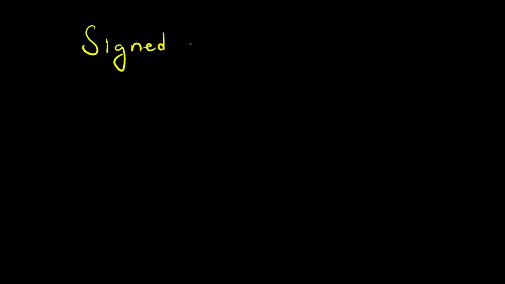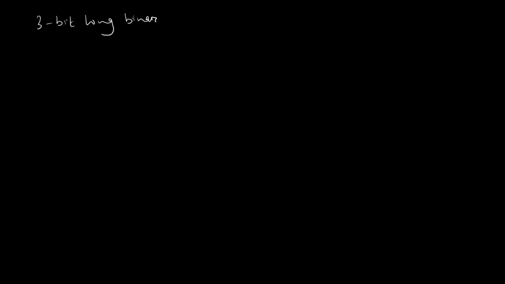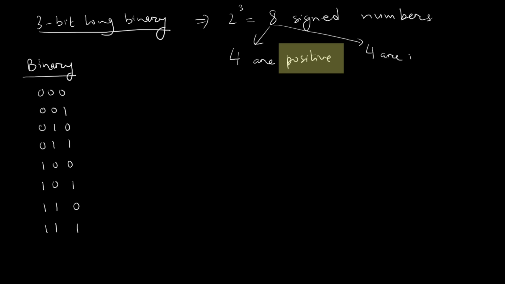Things get a little tricky when we try to convert a signed integer number to its binary form, as here we need to take care of both positive sign and negative sign. To understand how a signed number is represented in binary form, let us take an example of a 3-bit long binary number used for representing signed numbers. With 3 bits, we can assign symbols to 2 to the power 3, that is 8 signed integer numbers. Out of 8 signed integer numbers, 4 of them are positive and 4 of them are negative.